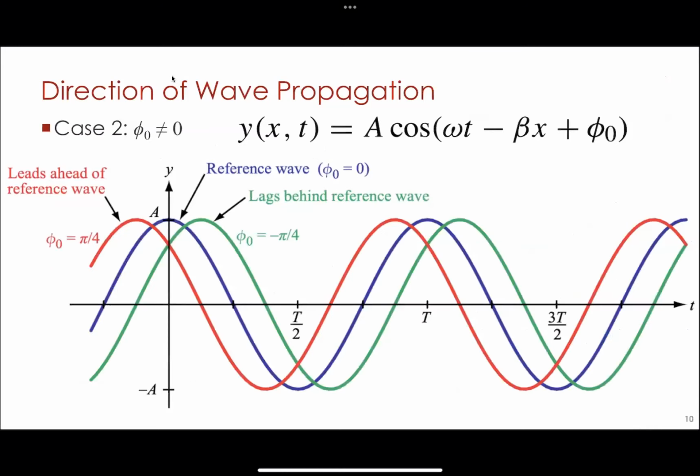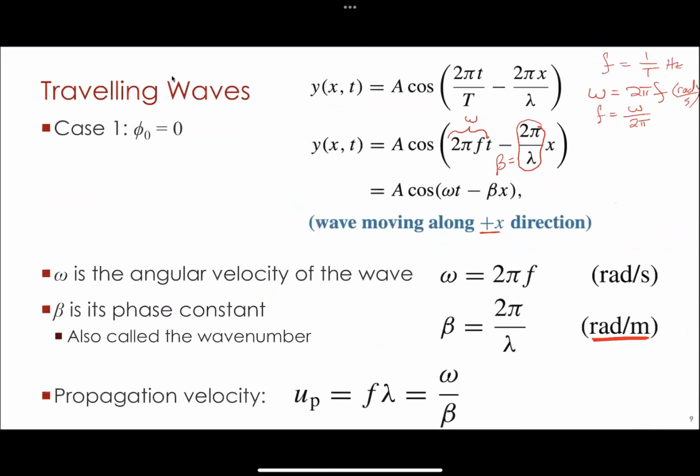Okay, so I skipped something back here. So we have our equations. We got UP. Again, UP is our propagation velocity. How fast is the wave moving? If it's a water wave, how fast is the water wave moving? If it's an electromagnetic wave, how fast is the electromagnetic wave moving? Equals the frequency, which is the number of cycles per second, multiplied by the wavelength, which is the distance in meters from peak to peak of the wave.